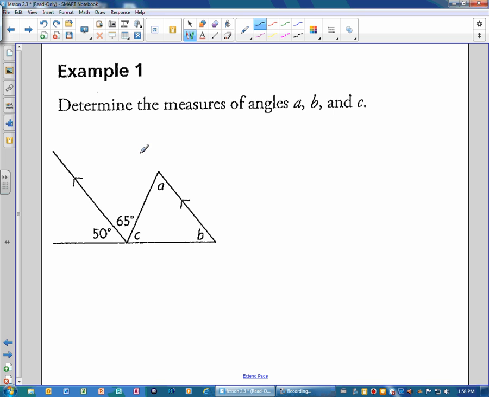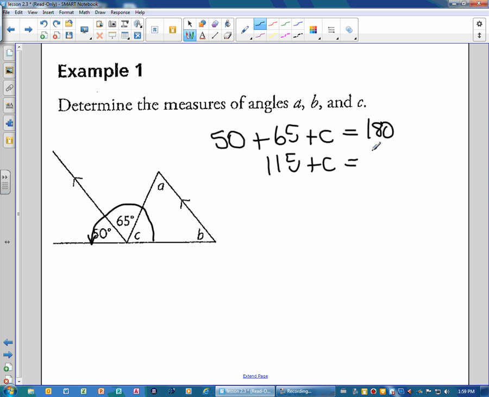I think angle C is the easiest to start with because hopefully you remember that these three angles here are half a circle, or supplementary, and because they are that, they have to add to 180 degrees. So we could say that 50 plus 65 and angle C has to add to 180. 50 and 65 make 115. So what do we have to add to 115 to get 180? We can do that by subtracting 115 from both sides. So we get C is 65 degrees.